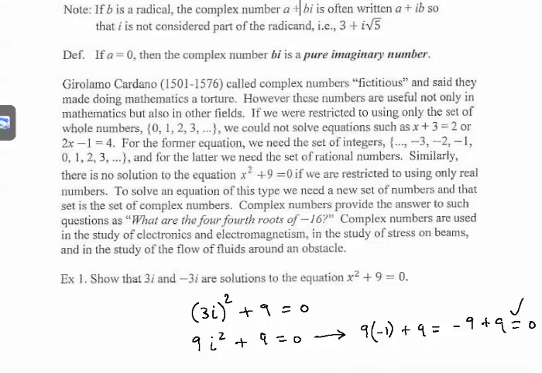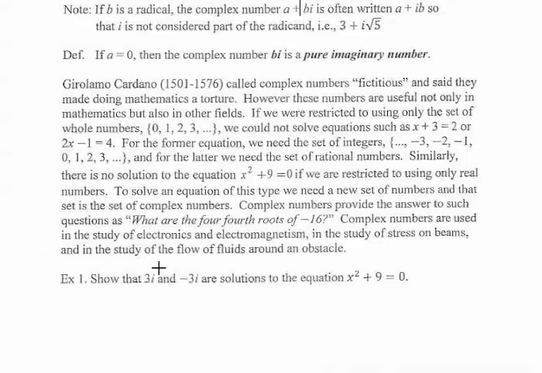We check the other one, and we have a minus 3i squared plus a 9 again, and if we square a negative 3, we get a positive 9 and an i squared. Alright, i squared is a negative 1, so this 9i squared becomes a negative 9. We add 9 to it, we get 0.